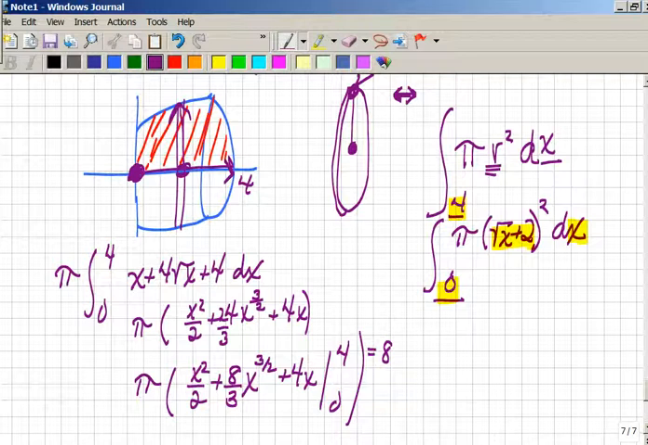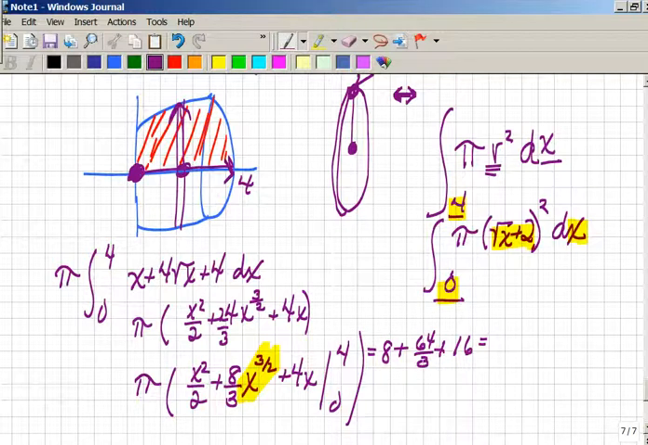Now, 4 to the 3 halves. That's not as hard as it looks. That's the square root of 4, which is 2, cubed, which is 8. Now we're taking that times 8/3, so 8 times 8/3, 64/3. And then 4x. 4x is 4 times 4, which is 16. That looks like a grand total of 24.